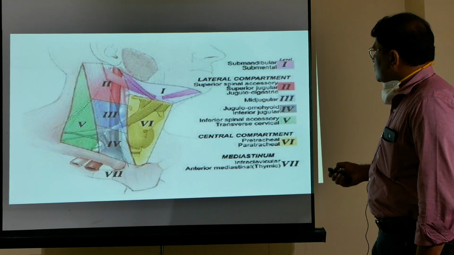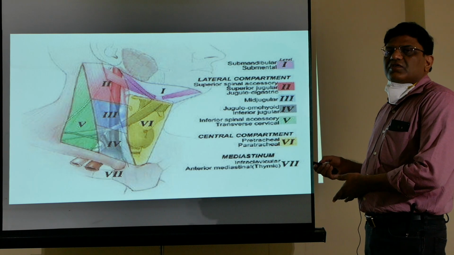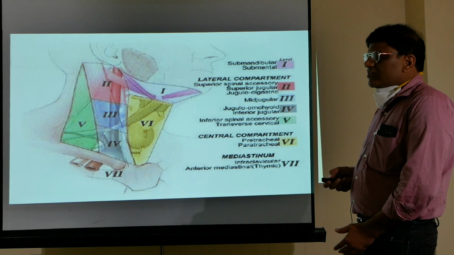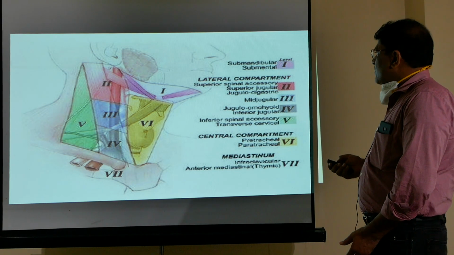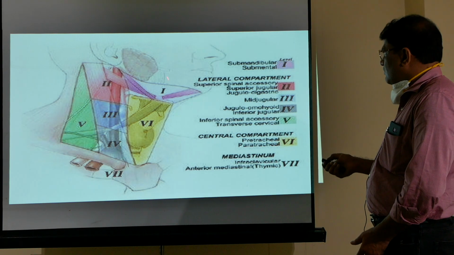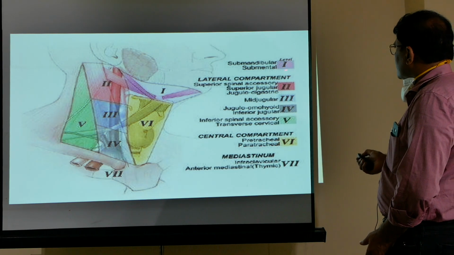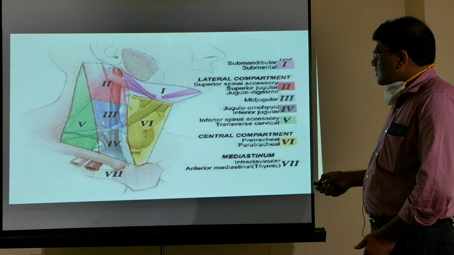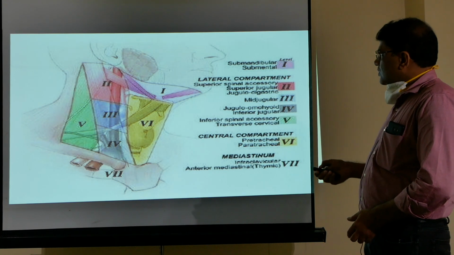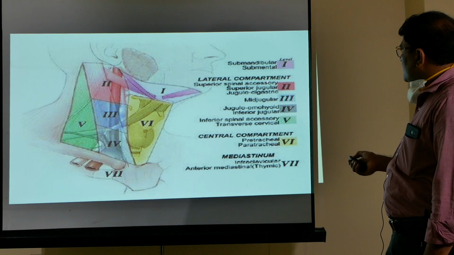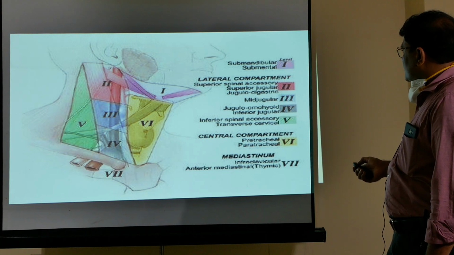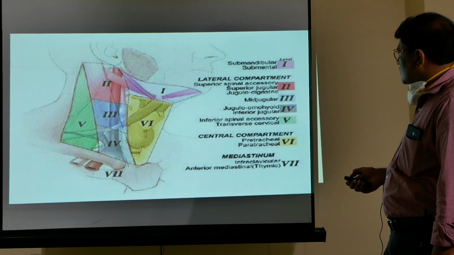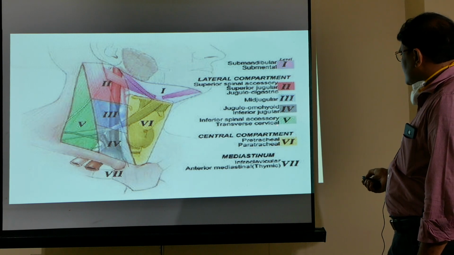Here also you can see that this is very important in cases of malignancy, that is carcinoma, to know which level, which lymph nodes. So this is a diagrammatic depiction. We can divide into anterior compartment, that is level 1, submandibular and submental nodes. Then lateral compartment includes second, third, fourth and fifth. Second is superior spinal accessory, superior jugular, jugulodigastric, then mid jugular, jugulo-omohyoid, internal jugular, right. And the last one in this compartment is inferior spinal accessory and transverse cervical.